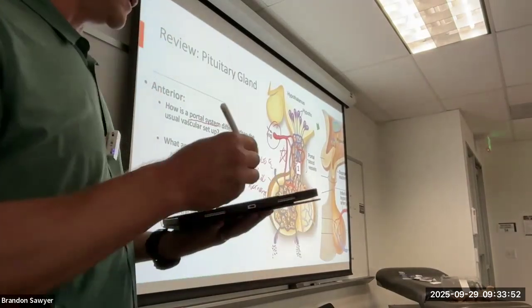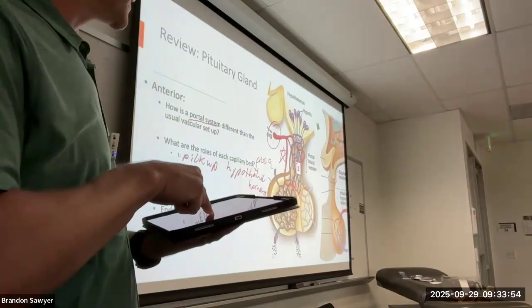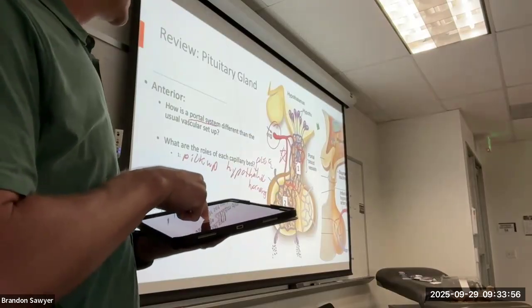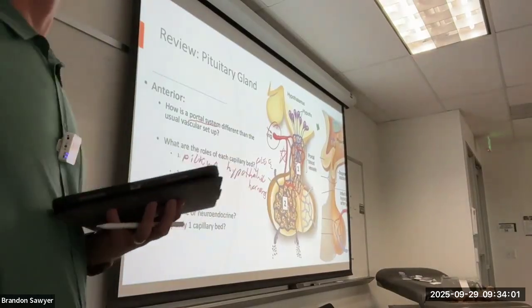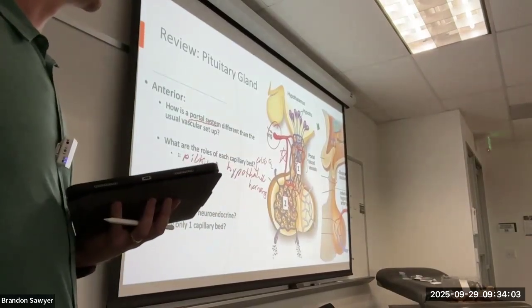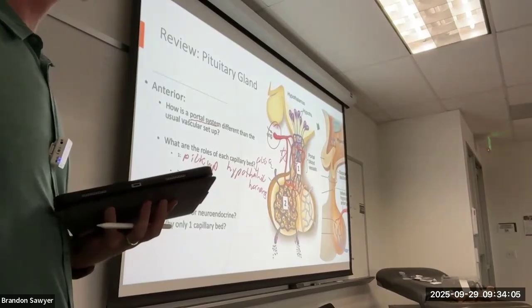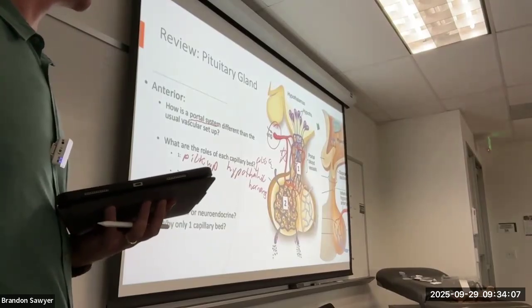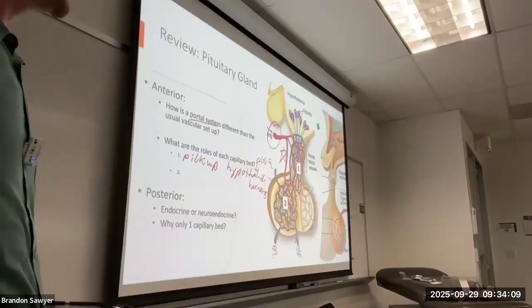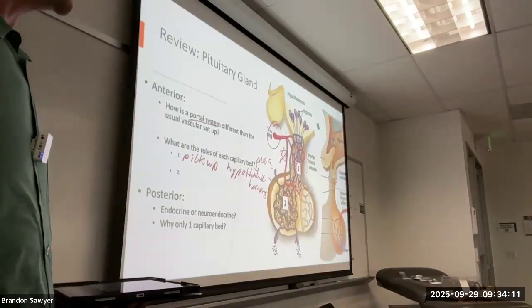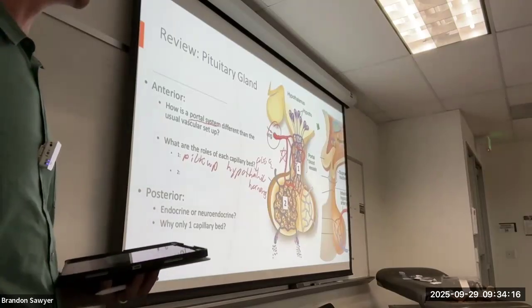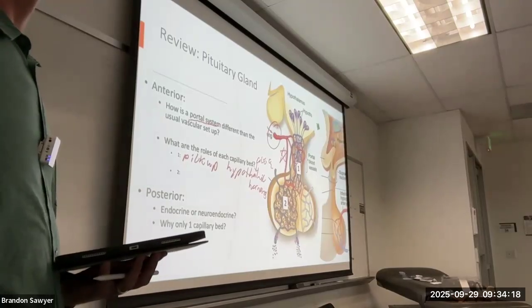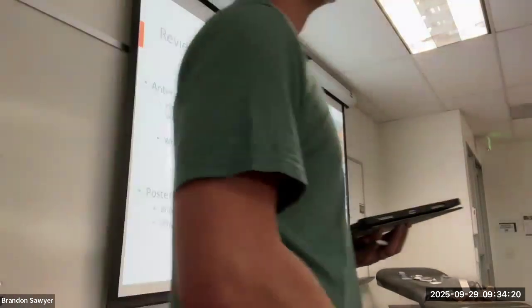What about our posterior pituitary? This over here is the posterior pituitary, right? So would we call this an endocrine gland, neuroendocrine gland, or a part of our nervous system? Actually, the easier way to ask it to align with what we were talking about before would be, would we call the hormones released here neurotransmitters, hormones, or neurohormones? Ask each other that real quick.